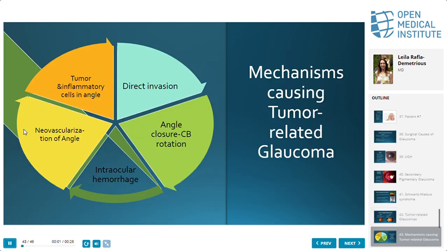So how do tumor-related glaucomas occur? They can occur from direct invasion into the angle. They can occur with posterior masses that can cause the ciliary body to rotate forward and cause a secondary angle closure. You can have intraocular hemorrhage that leads to ghost cell glaucoma. You can get neovascularization of the angle, and then tumor and inflammatory cells literally clogging the angle.